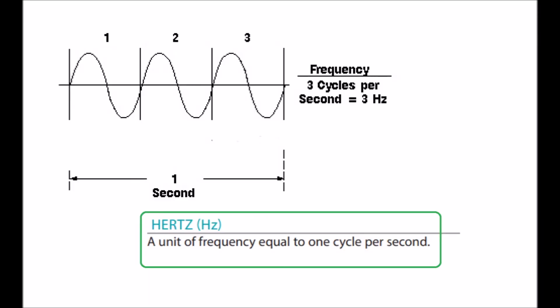Hertz, HZ, that's Canadian, Z. Hertz: a unit of frequency equal to 1 cycle per second.